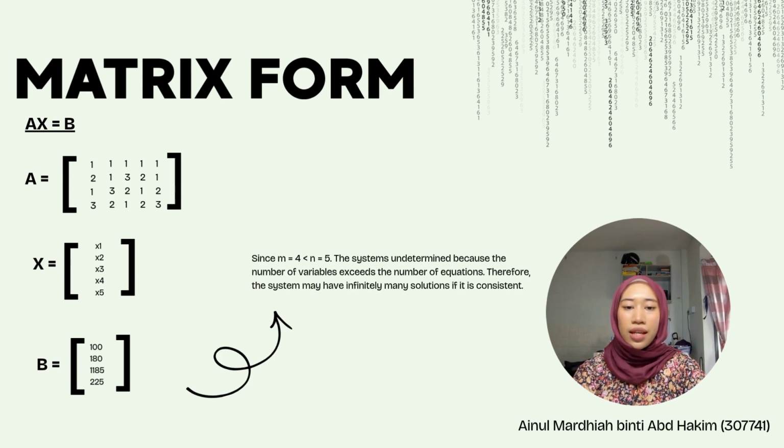The variable matrix X is a 5 times 1 matrix, while the constant matrix B is a 4 times 1 matrix. Thus, the number of equations is m equals 4 and the number of variables is n equals 5. Since m is less than n, the system is known as an underdetermined system because there are fewer equations than variables. In many cases, an underdetermined system may have infinitely many solutions if the system is consistent. This characteristic will be further analyzed by the next presenter when solving the system using Gauss elimination and Gauss-Jordan methods.